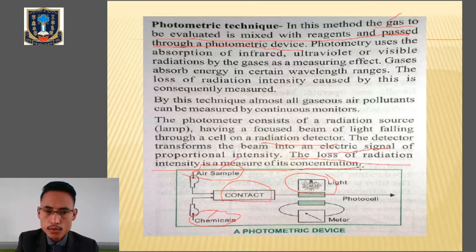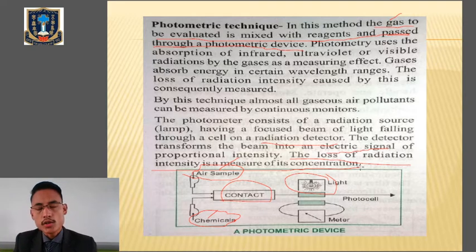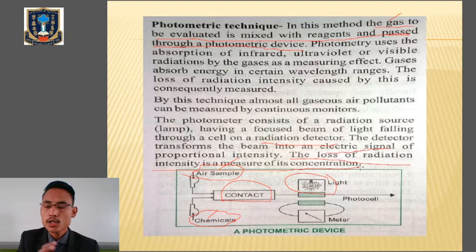In photometry, we use just the absorption of infrared, ultraviolet or visible radiations by the gases or by the pollutants. And when the gases pass through those photometric devices, there will be loss of radiation intensity, which can be used to analyze or monitor the types of pollutants present in the air. So by this particular technique, we can continuously monitor the type of pollutants present in the ambient air sample.